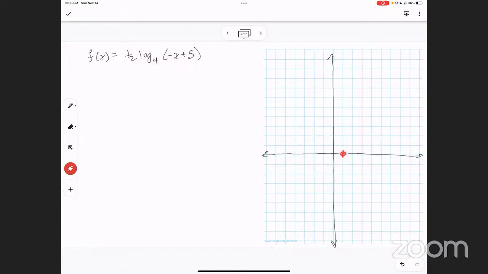They're all going to go through this point right here. They're all going to have this asymptote. So it just matters how stretched out they are. Follow what I'm saying? That's why it doesn't really make that big of a difference. Okay, so what does this do?